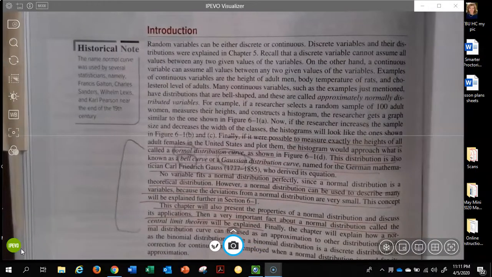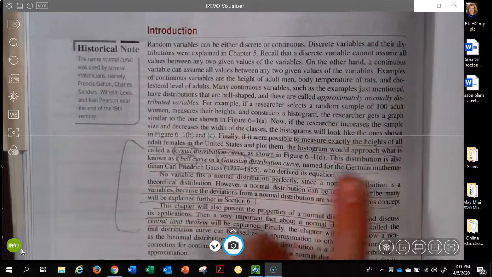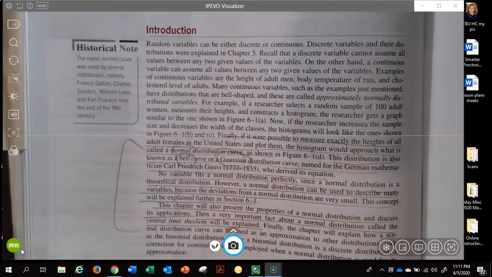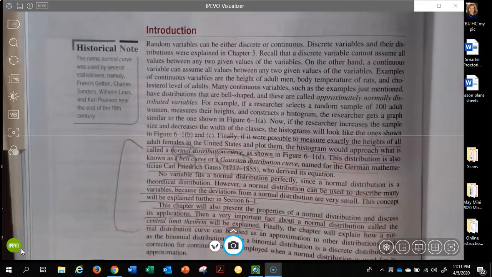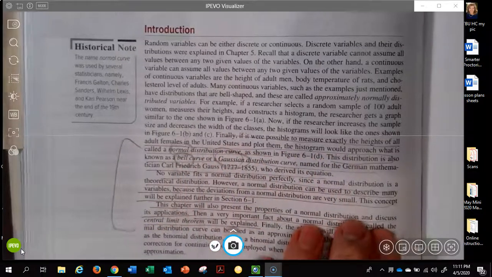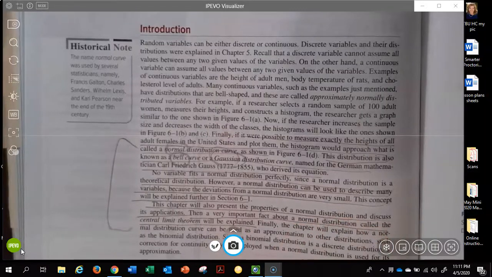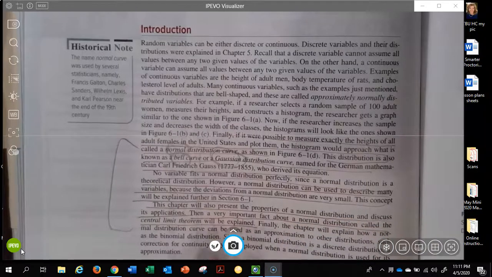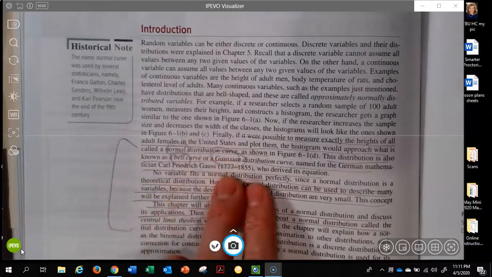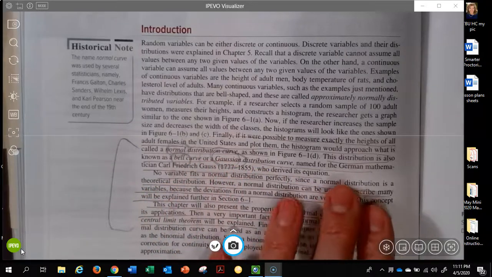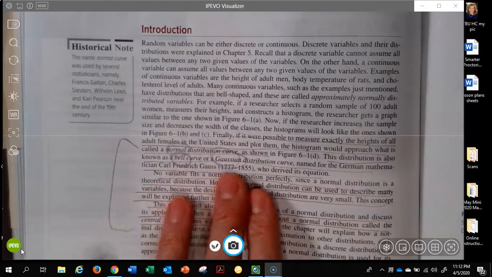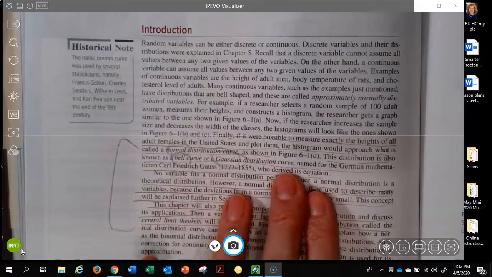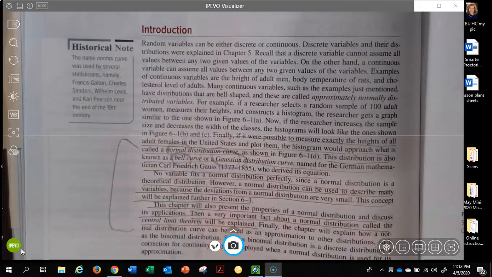And the parts I want to read are right here, and you can see where they're underlined. And so you've got your ebook open, or you've got your regular book open. And then I'll read here. Finally, if it were possible to measure exactly the heights of all adult females in the United States and plot them, the histogram would approach what is called a normal distribution curve, as shown above. The distribution is also known as a bell curve, or a Gaussian distribution curve, named for the German mathematician Carl Friedrich Gauss. He derived this equation.